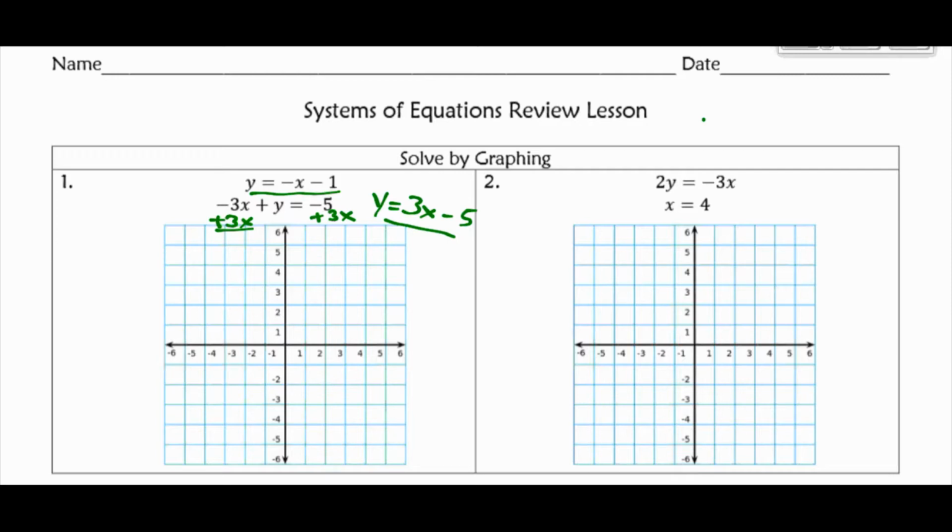Negative 1 is my y-intercept for the first one, and that has a slope of negative 1, which is a rise of negative 1 and a run of positive 1. So from this spot, I'm going down 1 over 1, down 1 over 1, and I'm going to continue to run across the graph.